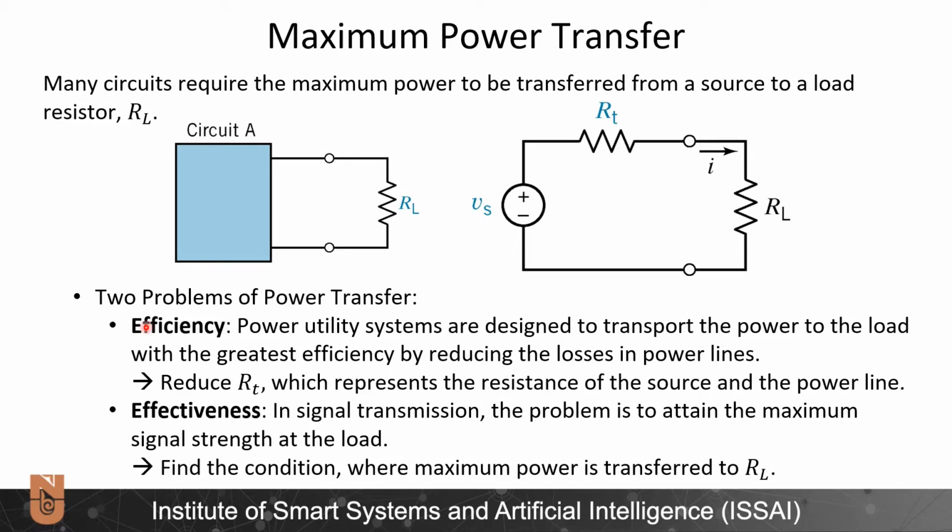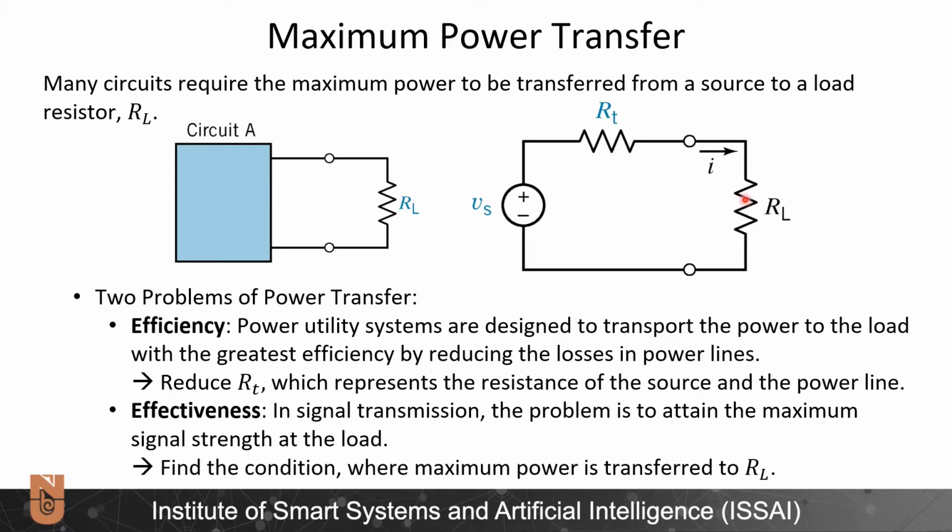The first one is the problem of efficiency. Power utility systems are designed to transport the power to the load with the greatest efficiency by reducing the losses in power lines. In other words, we need to reduce RT, which represents the resistance of the source and the power line. Hopefully, one day when we have room temperature superconductivity, this problem will be fully solved.